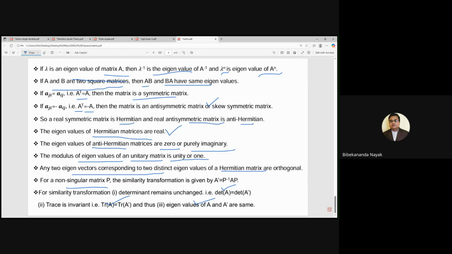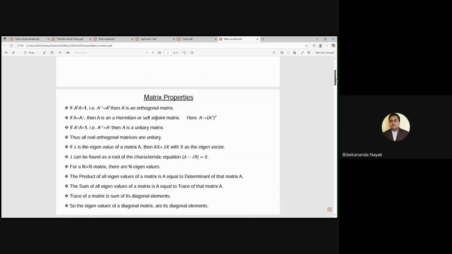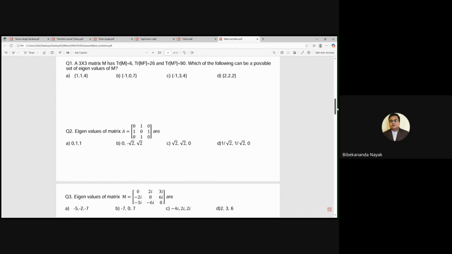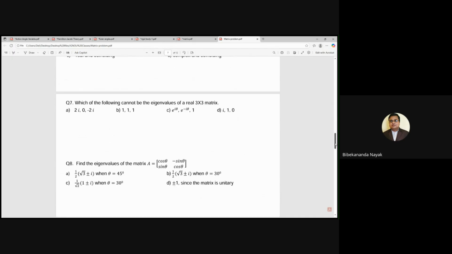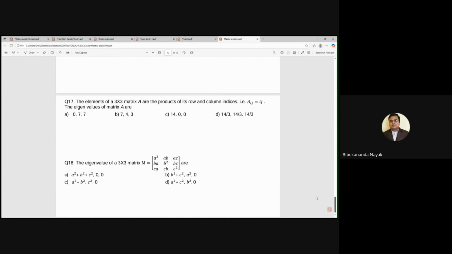I have a set of problems actually. If you use these formulas and properties, you can solve them. Using these properties, you can solve all problems. I am setting a problem.